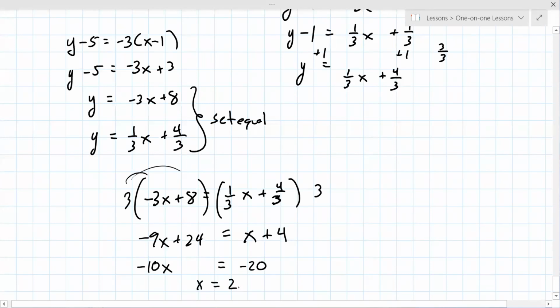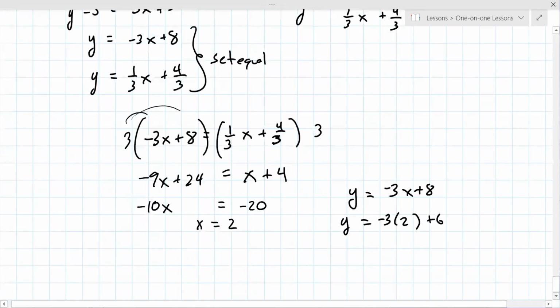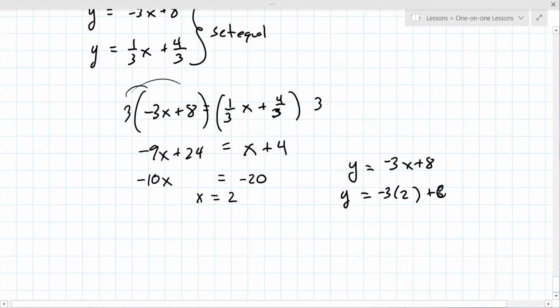And then we're going to pull one of the equations. It doesn't really matter. I guess we'll use this y equals minus 3x plus 8. So we're going to substitute 2 in, minus 3 times 2 plus 8. Sorry, this is an 8. I don't know why it's not drawing nicely. Negative 6 plus 8, so that becomes 2. So our ordered pair is 2, 2.